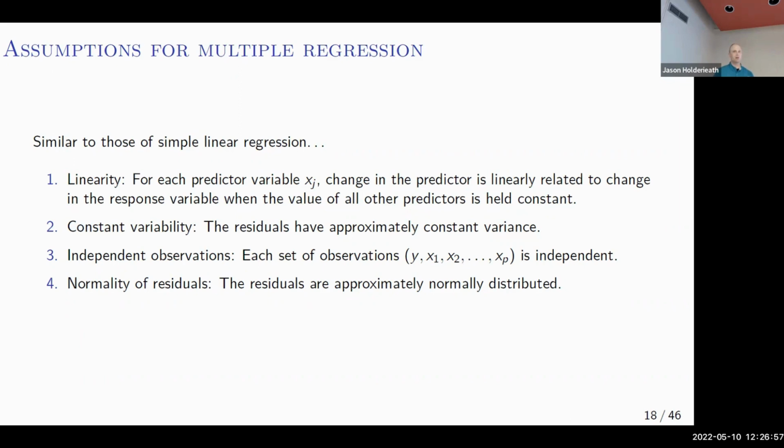Constant variability: the residuals need to have approximately constant variance, meaning that you don't want to have your residuals... remember, your residuals are the distance between the line that you're plotting and your observations, so your actual observations.